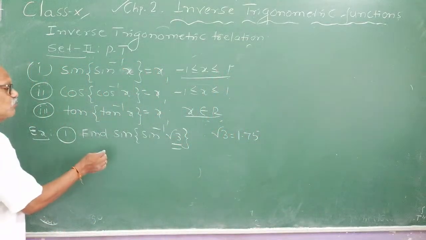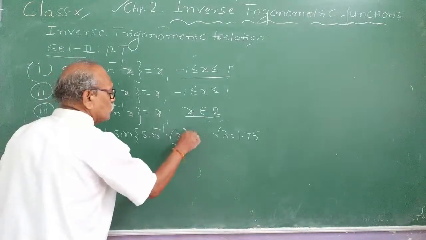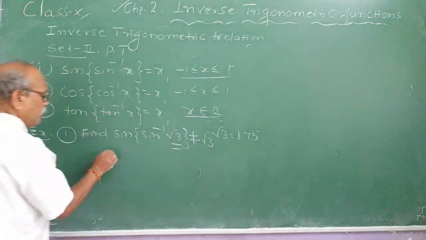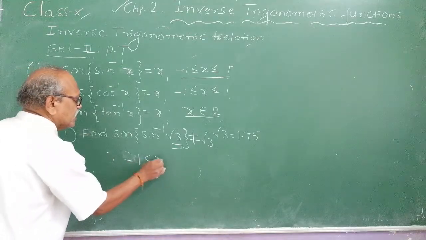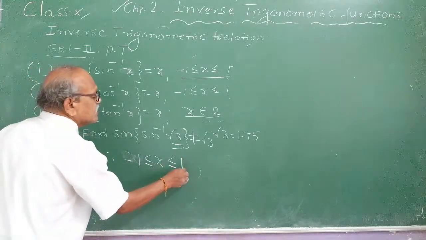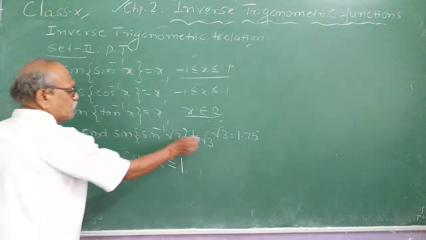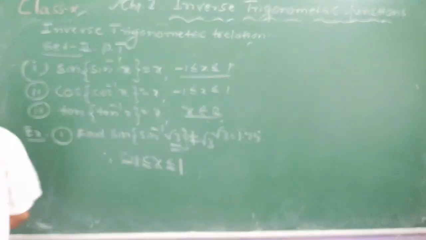The answer is not equal to root 3, because x should lie between what? -1 is less than or equal to x is less than or equal to 1. Sine inverse root 3 does not exist. Is that clear to you?